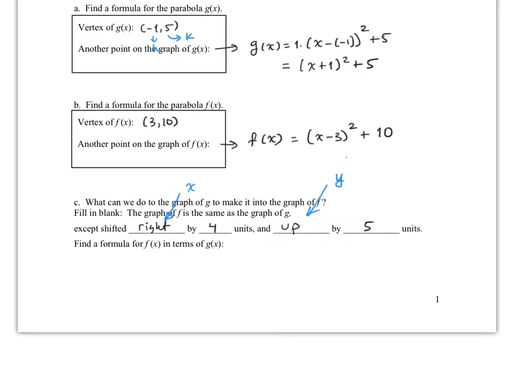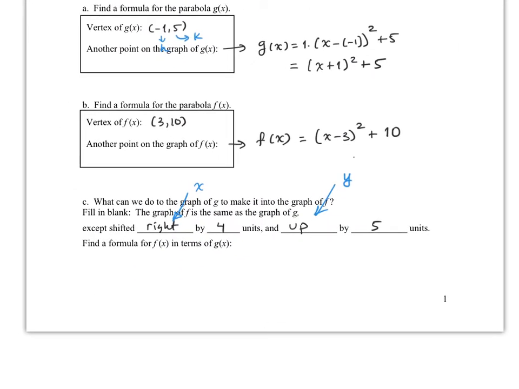Alright, so now this is the part where things get a little messy in the notation. It says find a formula for f of x in terms of g. Remember that to get f of x, what we did to g is move it to the right. So this is going to be negative, which means to the right. And if it was to the left, it would be positive, and then we move it up 5 units.